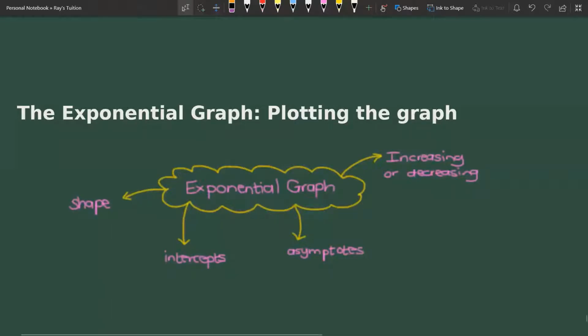Hello everybody, and welcome to this video on the exponential graph. In this video, we'll have a look at how to plot the graph. So plotting the graph is a combination of all of the concepts that we've learned so far. So knowing about the shape, the intercepts, the asymptotes, and whether it's a decreasing or increasing function. If you can put all of that information together, we can successfully plot a graph.